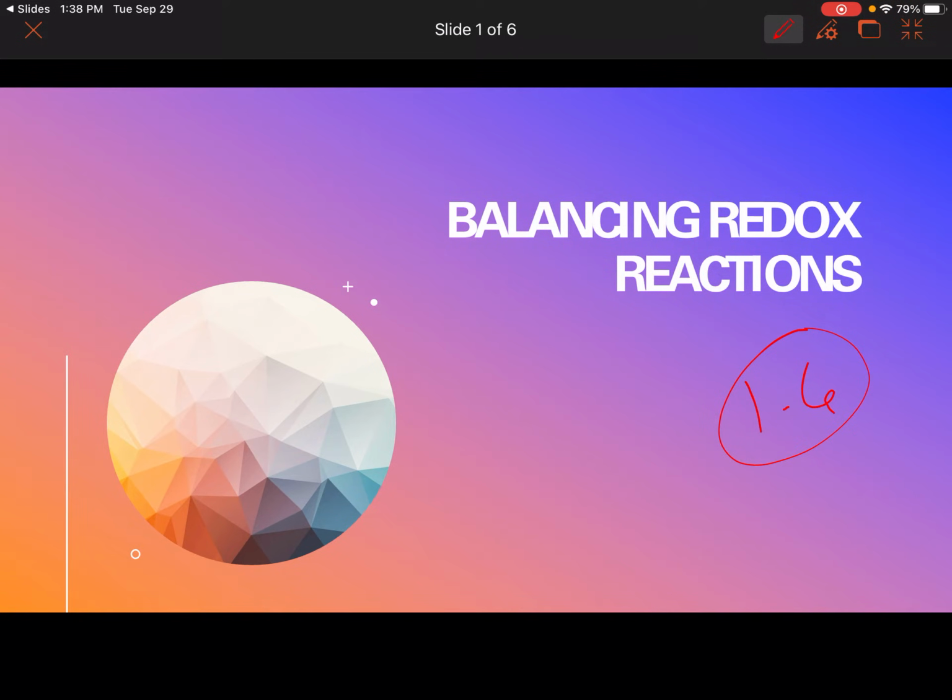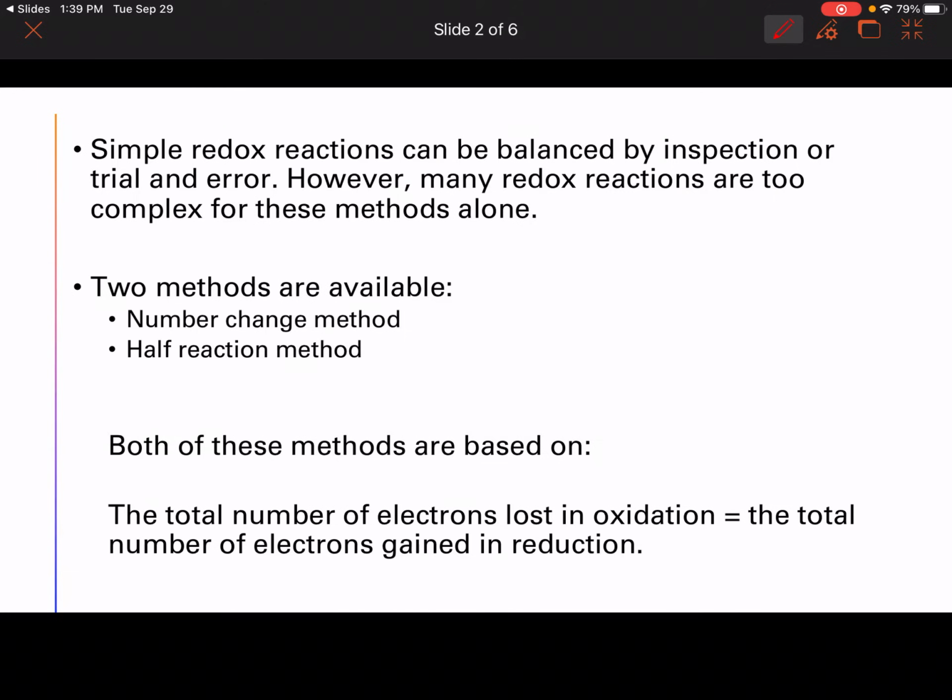Okay, so now we're going to talk about balancing redox reactions. So we've talked about identifying the different species. We know what's oxidized, what's reduced, etc. Now we're going to talk about how we balance these equations, because as you saw last lesson, some of them can get really complex here.